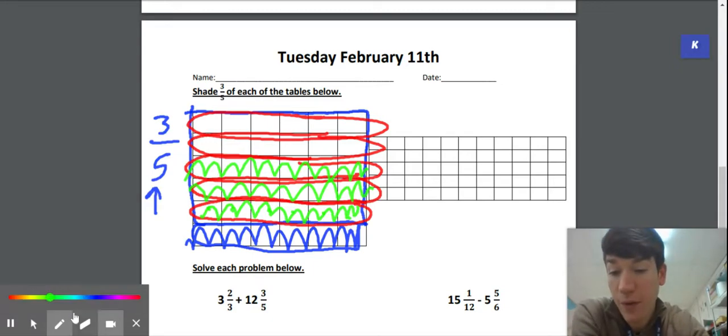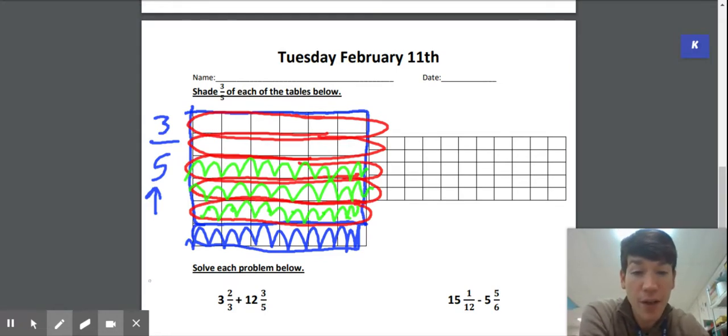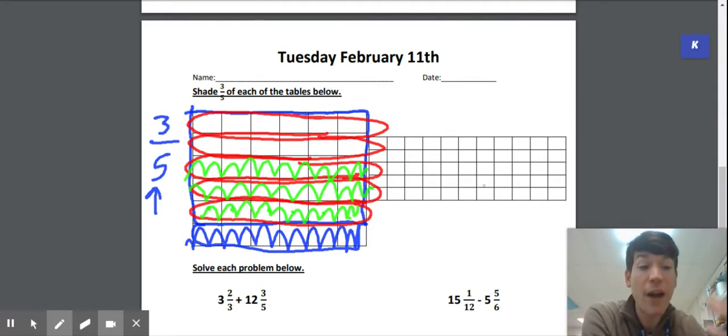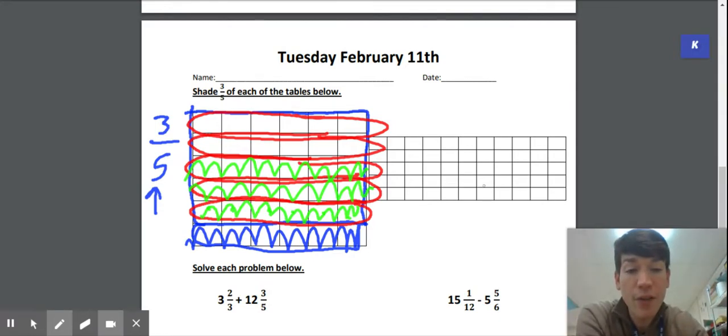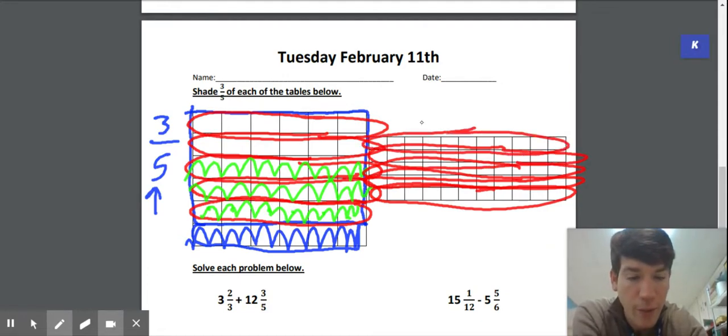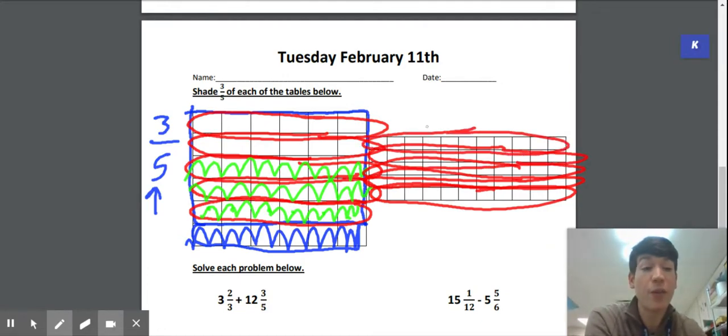Okay, let's see if we can do the same thing over here. So over here, again, we're shading fifths. So again, I need to find 5 different groups here. Notice across we have 11, but down we have 5. So I'm going to circle 1, 2, 3. Sorry, it's hard to see. 4, and the top row is 5. And again, I'm going to shade 3 of those to tell myself what 3/5 would look like.